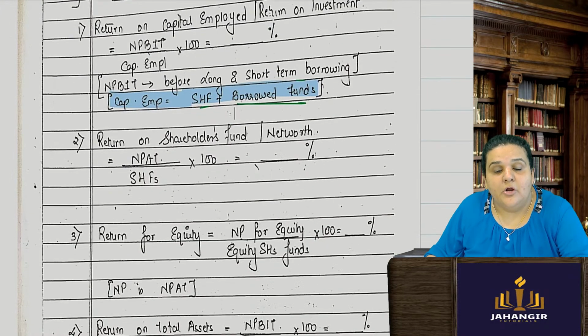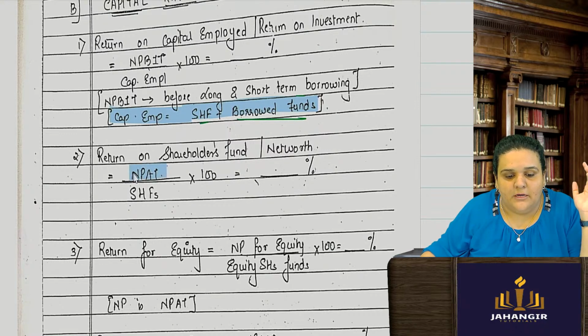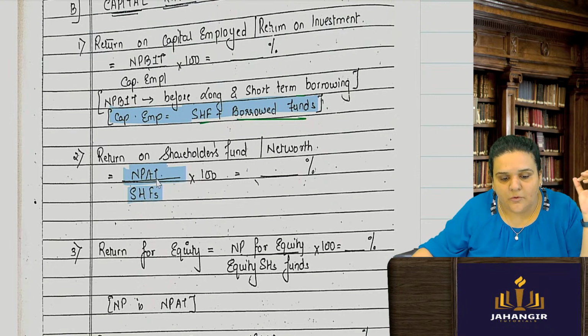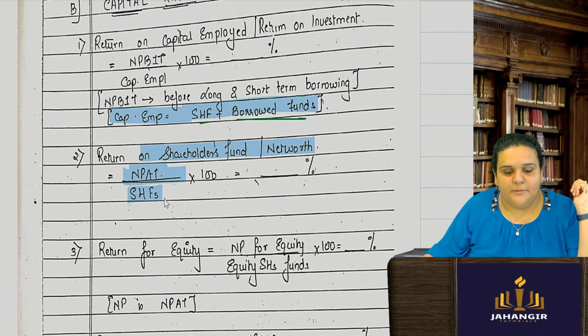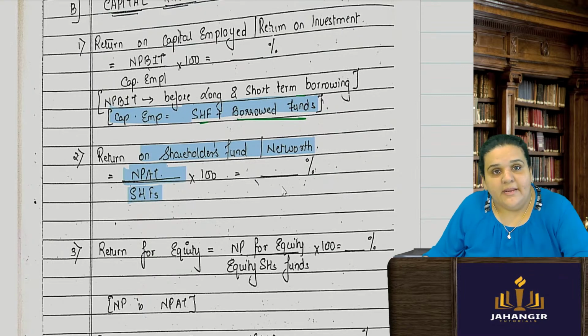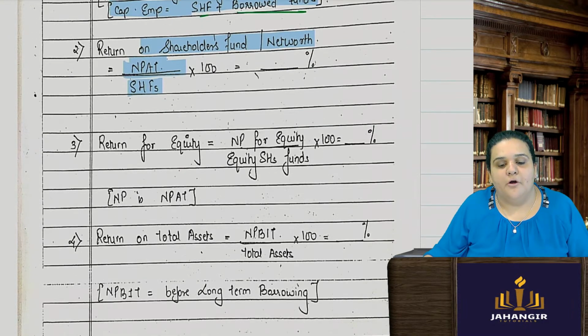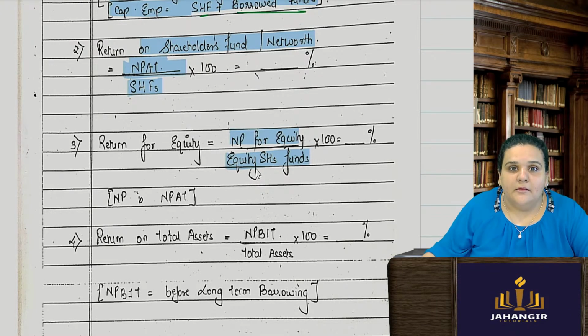Return on the shareholders' funds is also known as return on net worth. This is specifically done on net profit after tax upon the shareholders' funds only. Shareholders' funds, return on net worth or return on shareholders' funds into 100. Therefore, net profit upon shareholders' fund into 100, that will come in form of percentage. And if I am talking about only return for equity, so net profit available for equity shareholders upon equity shareholders' funds into 100, that will give me my percentage.